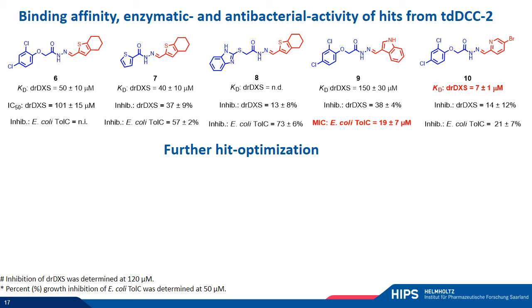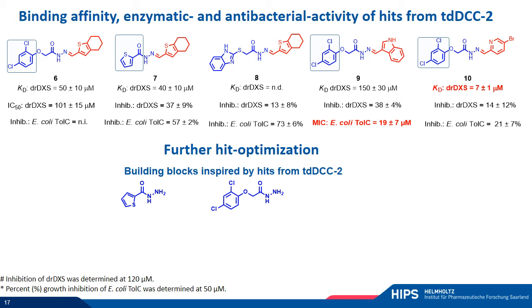To further optimize the hits, we performed another 2 tailored DCC runs using the common structural motif from the potent hits from DCL2. So we selected 2,4-dichlorophenyl and thiophene from these hits and included them as corresponding hydrazides in the next DCC run. We also sought to unravel the influence of flexible linkers on the activity of the hits and thus included the corresponding hydrazide with the flexible linker.